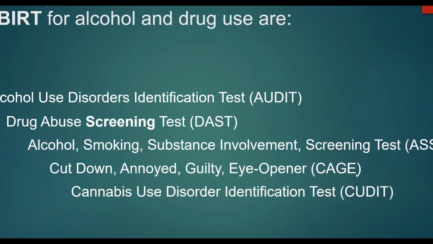These are the tests that I use, but the ones that I like that are fast are the AUDIT, the CAGE, and the DAST. The ASSIST is way too complicated. It's over my head in terms of time. Also, I think it's very important for younger people to have them do the CUDIT screening for cannabis. But these are the tests that are frequently used to screen for a substance use disorder. Again, if you like the ASSIST, no harm, no foul, but I find it very hard to use.